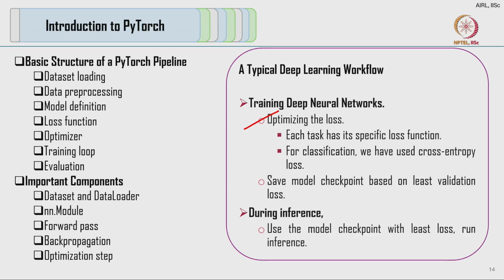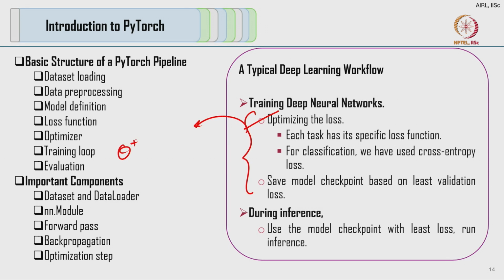Now the next step is essentially training the deep neural network, which is optimizing the loss function, right. Each task has its specific loss. Since we are focusing on classification, we are focusing on losses like cross entropy or mean square error. However, for segmentation we would have a different set of losses, right. So again, it depends on the task.